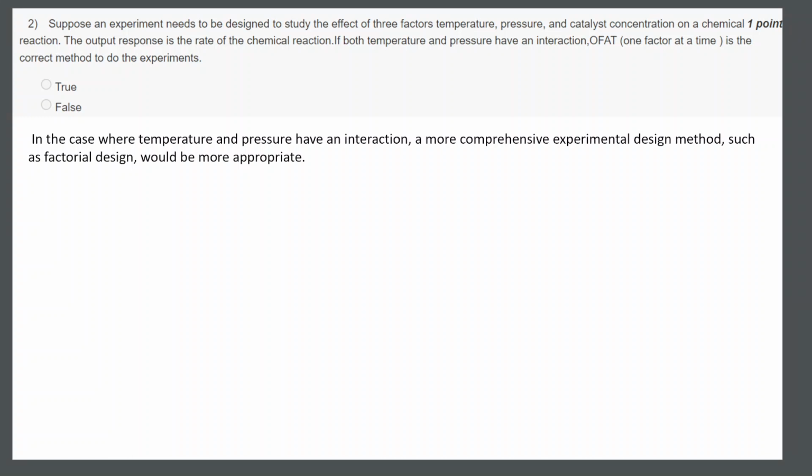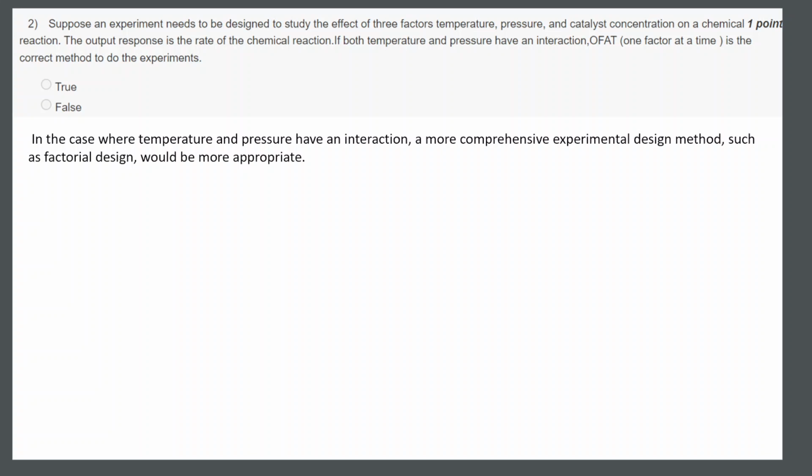Suppose an experiment needs to be designed to study the effect of three factors, that is temperature, pressure, and catalyst concentration on a chemical reaction. The output response is the rate of chemical reaction. If both temperature and pressure have an interaction, is OFAT, one factor at a time, the correct method to do the experiment?